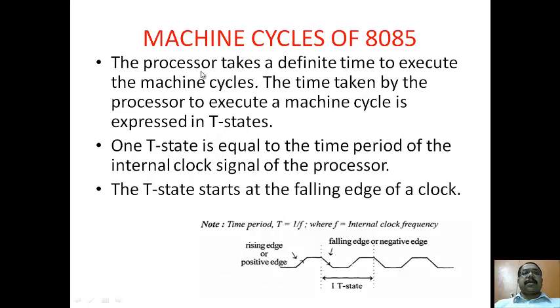The process takes a definite time to execute a machine cycle. The time taken by the processor to execute a machine cycle is expressed in terms of T states. Each clock will have a rise time, then a steady value, then again a fall time. One rise plus one fall duration is called one T state. You have to start from the 0 condition, then the 1 condition.